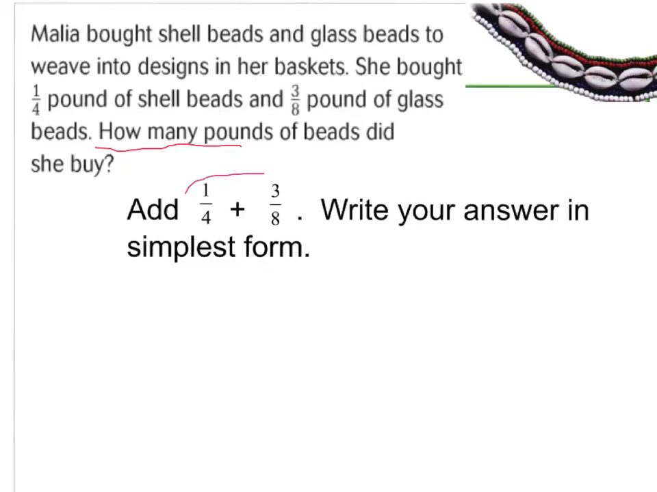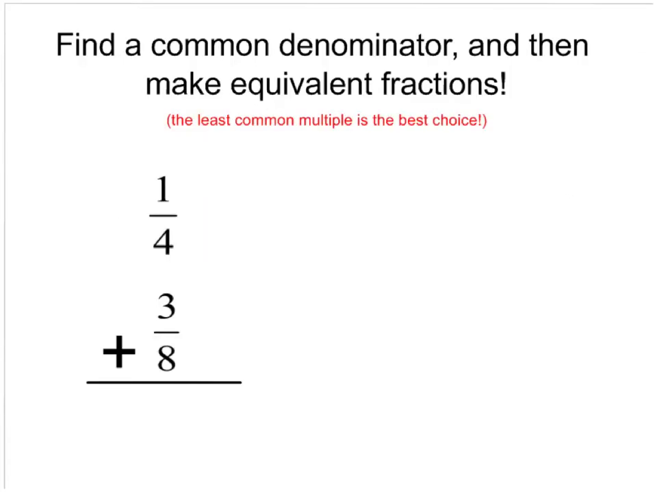Now it's written horizontally here, but we can write it vertically because it's easier for us that way. Okay, here's the problem written vertically. 1/4 plus 3/8. Now, you're noticing that my denominators are different. I have a 1/4 and a 3/8. So I cannot add these fractions this way. I have to find common denominators. I have to make the denominators the same. Now, the best way for me to do this is to find the least common multiple. So I'm going to write the multiples of my denominators and find the smallest one that they have in common.